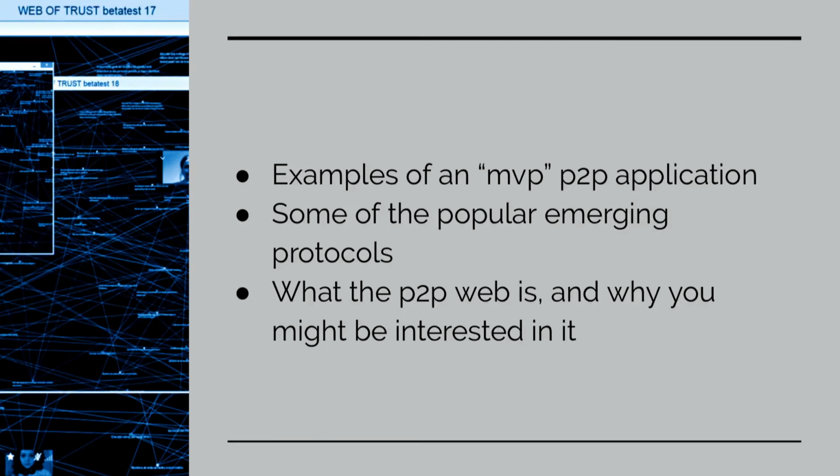So this is what we've talked about today. We've seen an example of an MVP peer-to-peer application, a quick tour of the library I used to make it. We've talked through vignettes of some of the popular emerging protocols like IPFS, blockchains, DAT, Scuttlebutt, with analogies to the BitTorrent network, which many of you probably know. And in general, we talked a little bit about what the peer-to-peer web is and why you might be interested in finding out more about it.